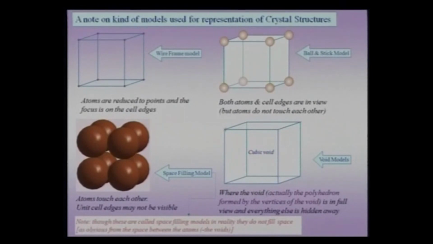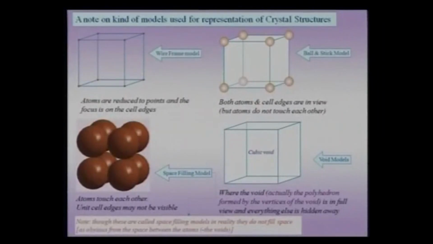For instance, you do not even show the lattice points here in this model, while in a wireframe model typically you would like to superimpose the lattice points. Now, as we shall see later, in this particular structure there is only one kind of void, but there could be structures where there is more than one kind of void, and therefore we have to show all the possible voids.